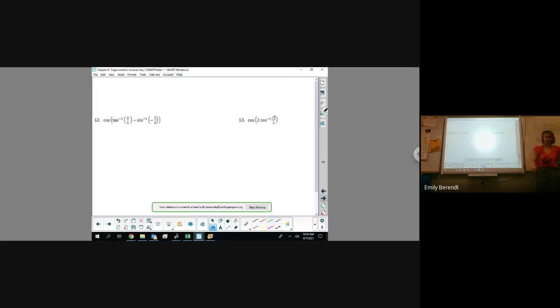Number 12. Highlighters might help if you want. We're looking at the inner function. You've got 2 inner functions. The inverse tangent of 4/3 and the inverse sine of negative 3/5.